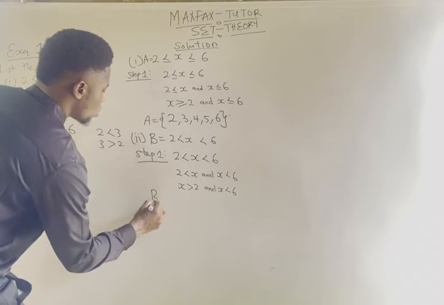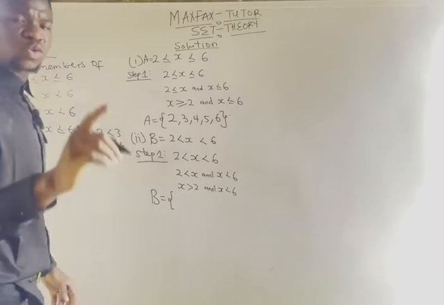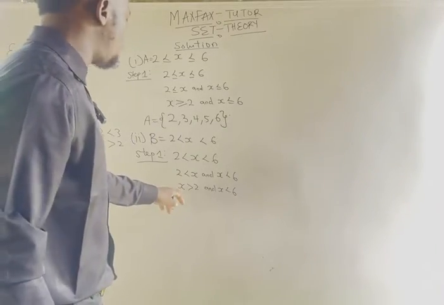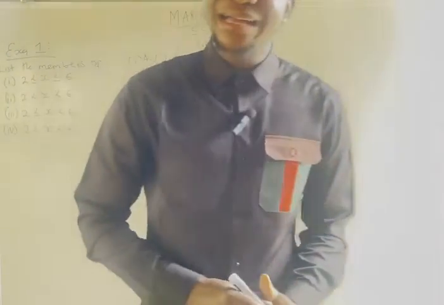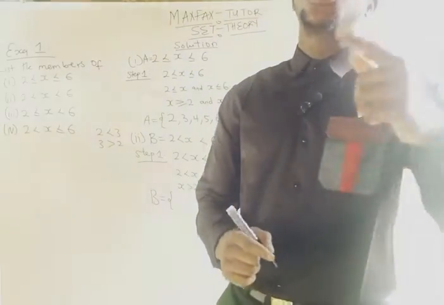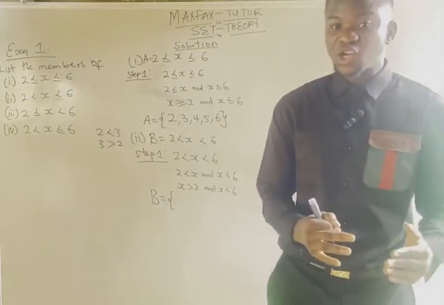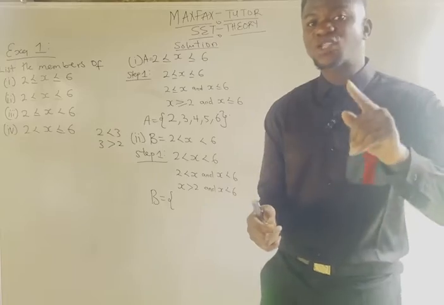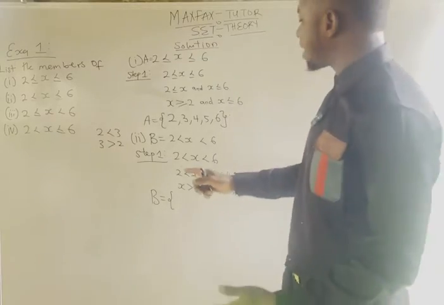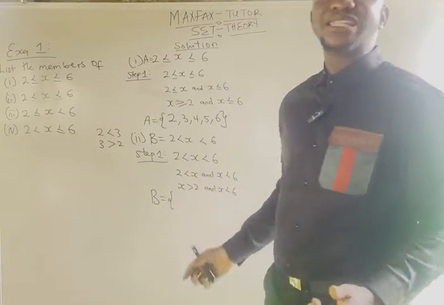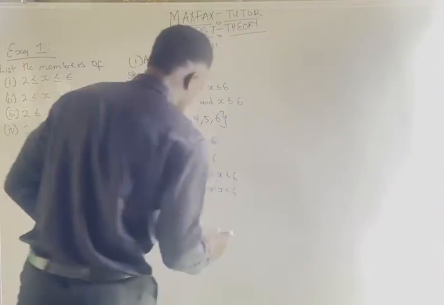Then B will be equal to, we are going to start the listing of this x from a number that is immediately greater than 2. We all know 1, 2, 3, right? So after 1 is 2, then after 2 is what? 3. So the number that is immediately greater than 2 is what? 3. This simply means that we are going to start at 3.